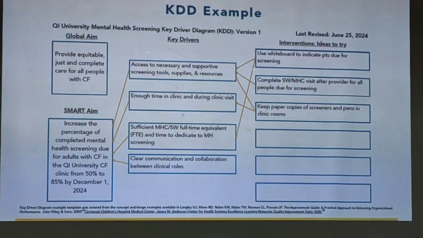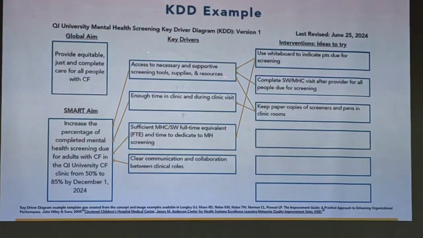Well, they might be able to use a whiteboard to indicate which patients are due for screening, or they might complete mental health care visits after the provider to make sure that they have time to talk with the patient and get them to do this. They might keep paper copies of the screeners and pens in the clinic rooms so that they're readily available for patients when they have time while they're waiting.